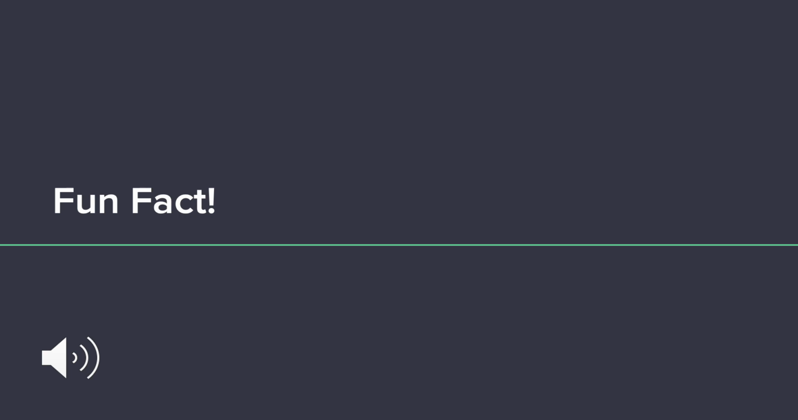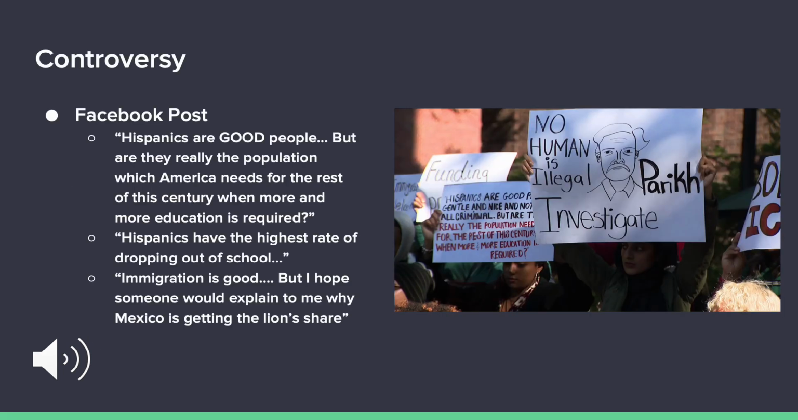So fun fact. In October 2018, Parikh came under fire for his controversial Facebook post discussing immigration. In his post, he said things like, Hispanics are good people, but are they really the population which America needs for the rest of the century when more and more education is required? Hispanics have the highest rate of dropping out of school, and immigration is good, but I hope someone will explain to me why Mexico is getting the lion's share.